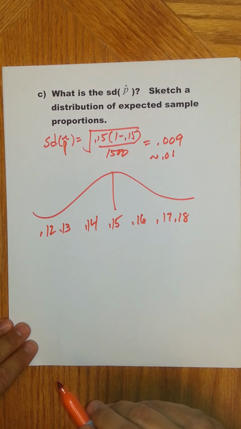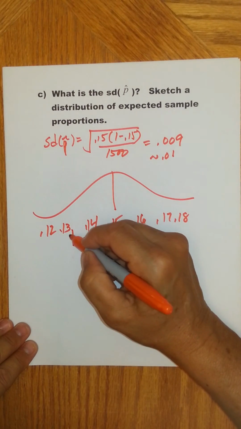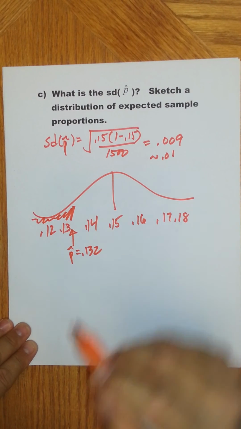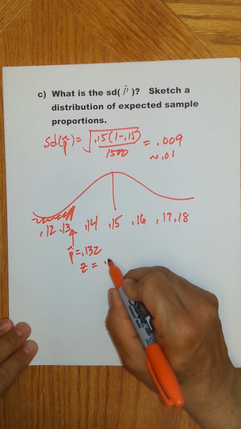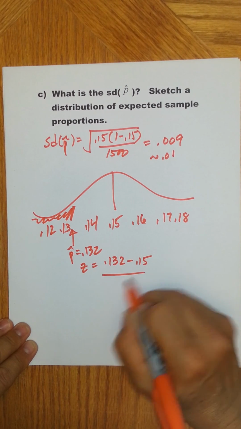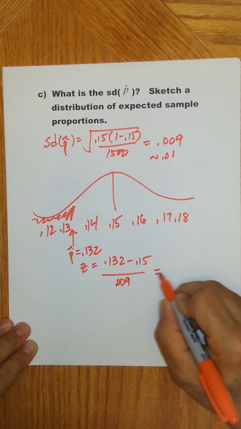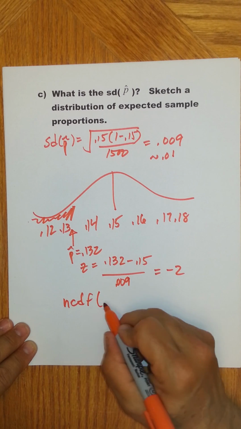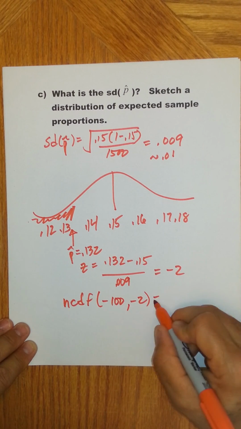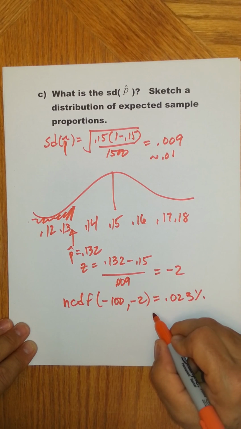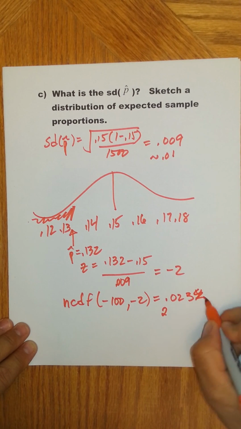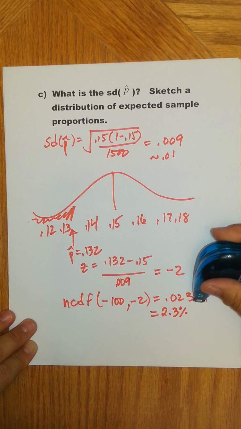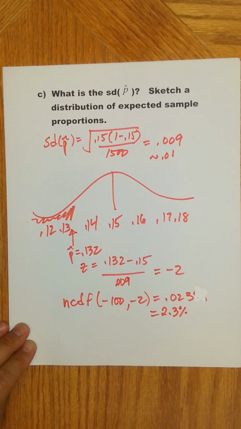Now we want to know what are the chances of getting a sample of 13.2% or fewer because of the underrepresentation. So we say, how far is my sample from the mean, standardized? I get -2 standard deviations, and now normal CDF from -infinity, or -100 standard deviations, to -2, and we get 0.023, I'm sorry, which is 2.3%. Sorry about that. Okay.